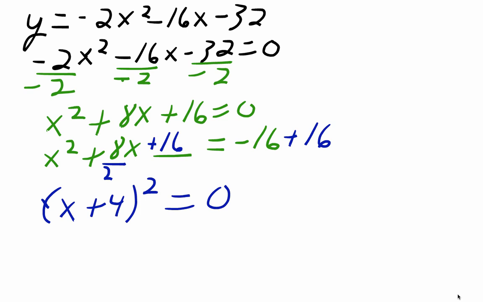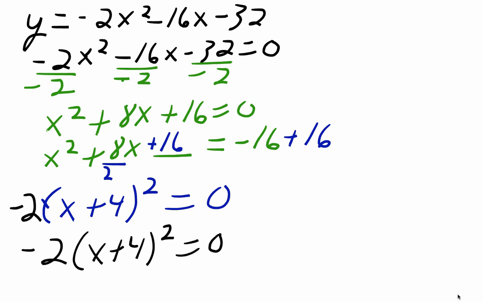And since we factored out our negative 2 before, we have to put that negative 2 back. And also we need to put what's over on the right-hand side back over to the left-hand side to get everything on one side. But since it's a 0, it doesn't matter. So my answer will be negative 2 times x plus 4 squared equals 0.